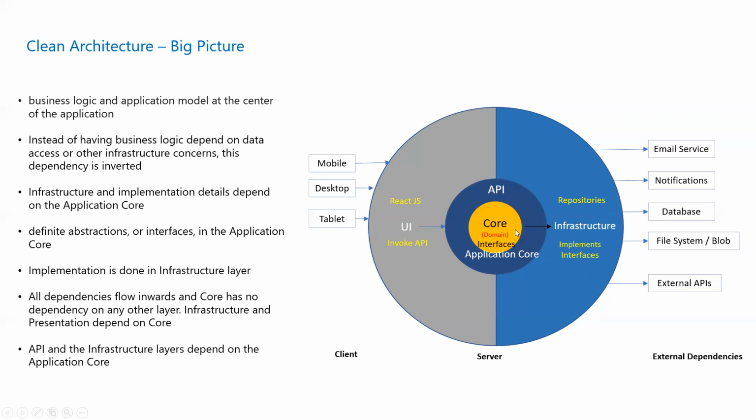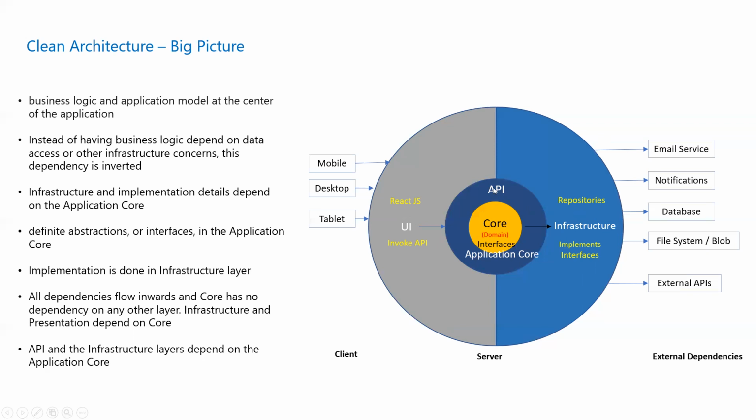And the core will not have any dependencies or minimal dependency. Only the shared NuGet packages can have the dependency, but your infrastructure project will have a dependency on the core. Your API project will also have the dependency on the core. That's the onion view, or the clean architecture principle. So all the dependencies flow inwards.